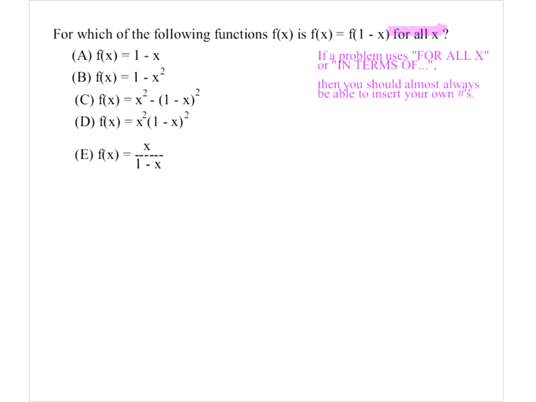Because think about what this means for a second. This means that for any x you can possibly pick, this should work. So if you pick an actual particular choice of x, then this has to work. So let's just pick a totally random x.